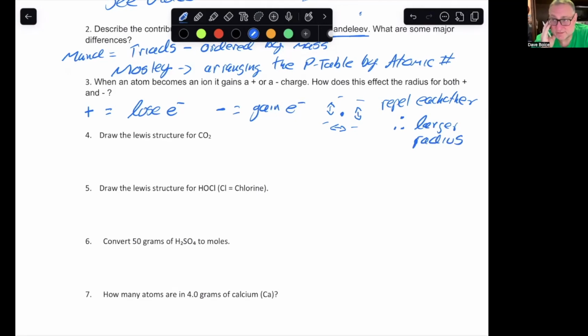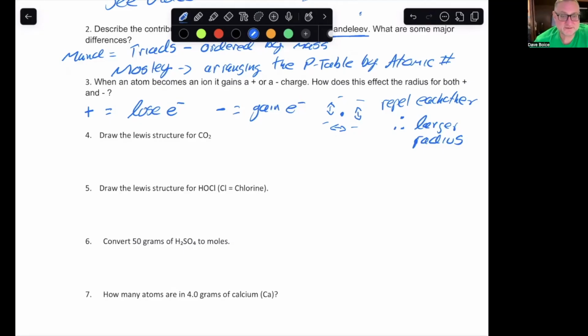So it's kind of important to know the difference between those, and it makes a huge difference. So if you are ranking things by radius, generally an anion, which is a negative ion, is going to be much larger than a cation, which is a positive ion. So gaining and losing electrons has a big effect on radius.